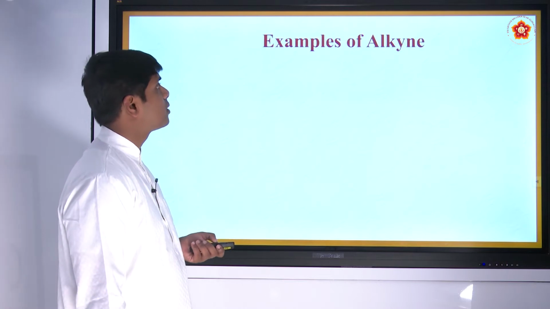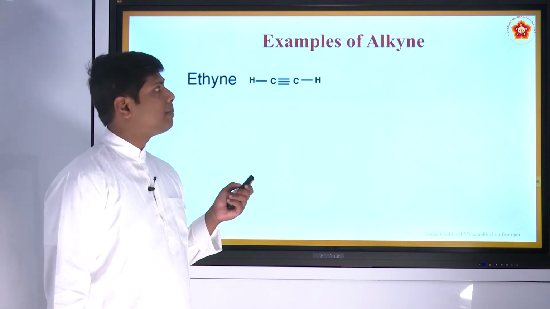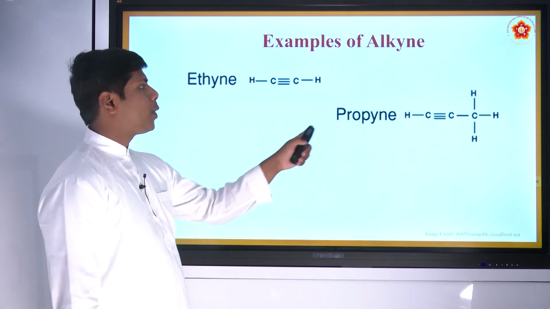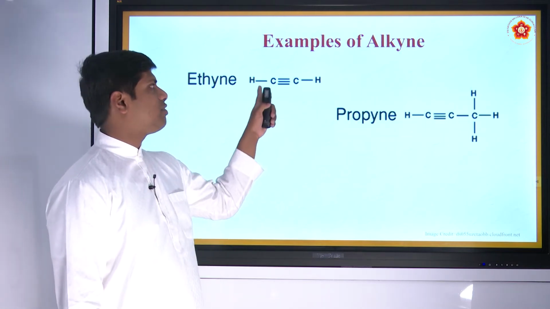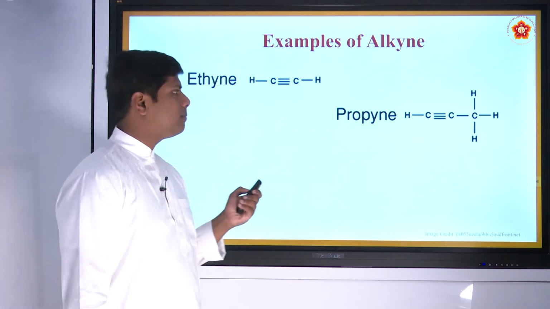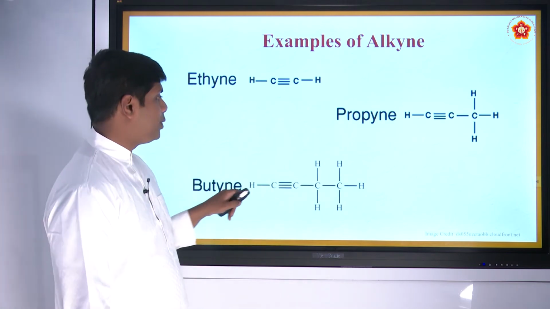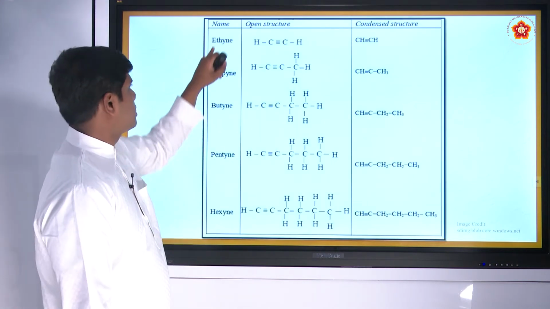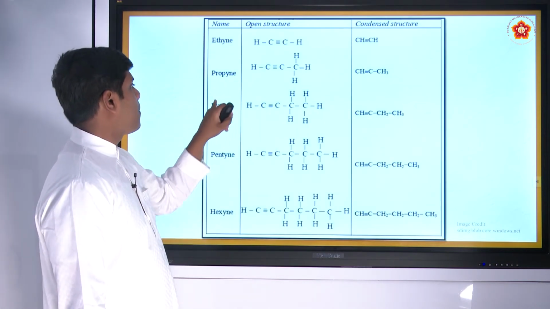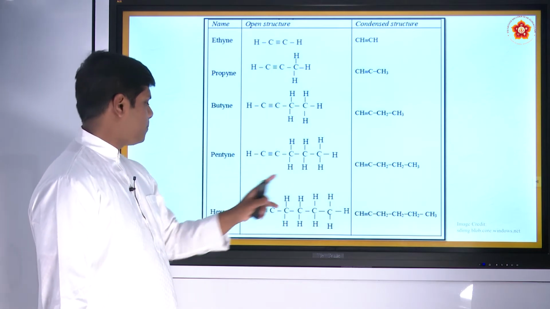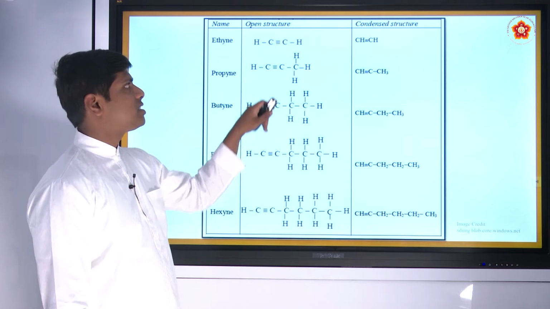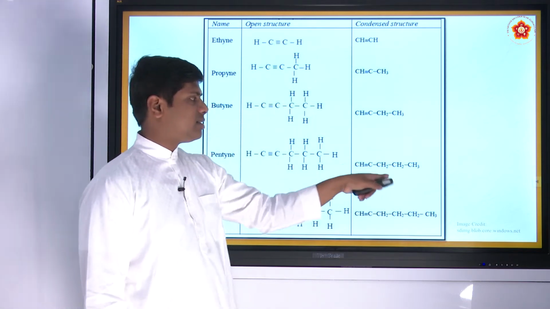Next, let us look at some of the examples. That is ethyne, propyne, butyne. This is the structure of ethyne, propyne, butyne. Some of the examples: propyne, butyne, pentyne, hexyne. This is the open structure. These are the condensed structures.